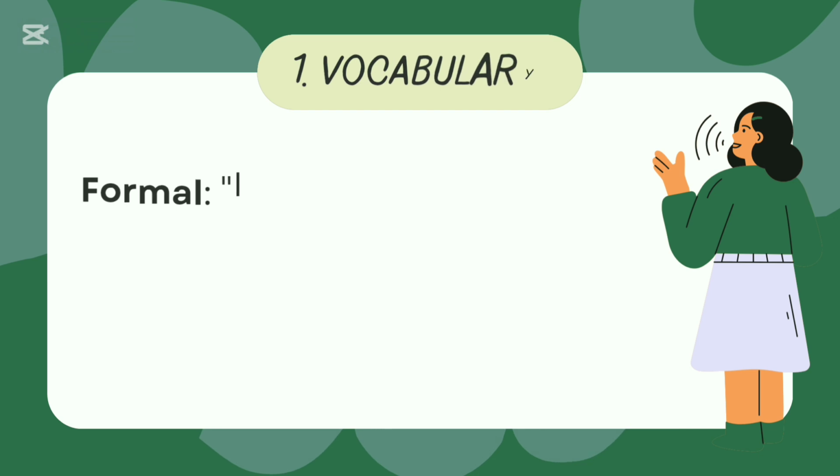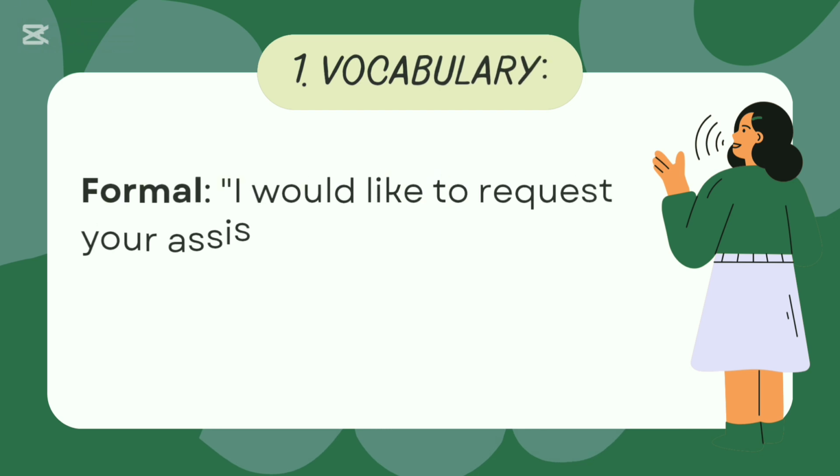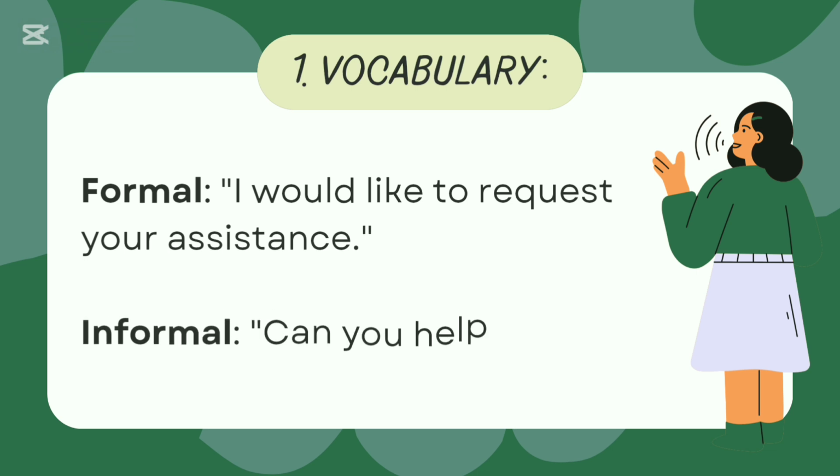1. Vocabulary. Formal language uses professional and precise words. Informal language uses casual and simple words. Examples. Formal. I would like to request your assistance. Informal. Can you help me?